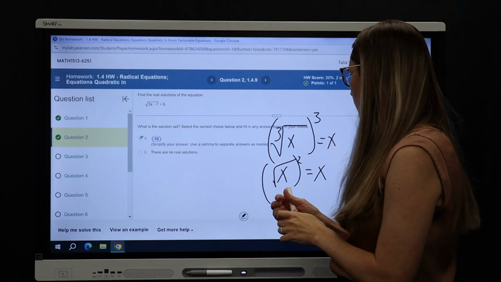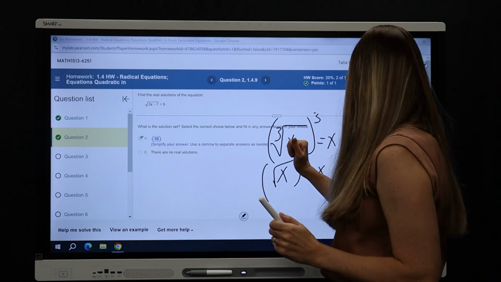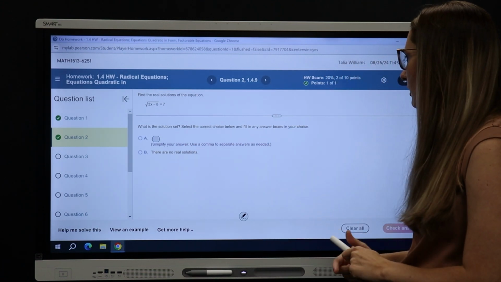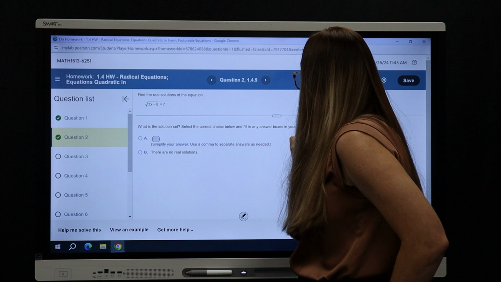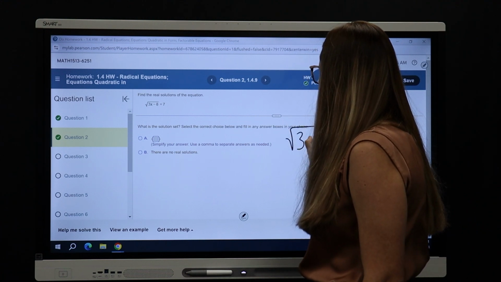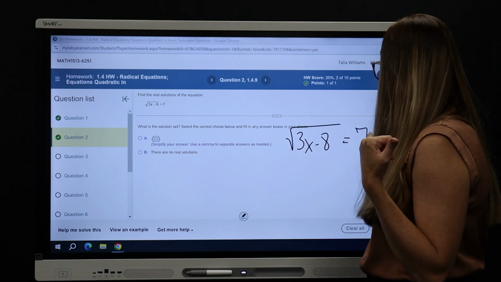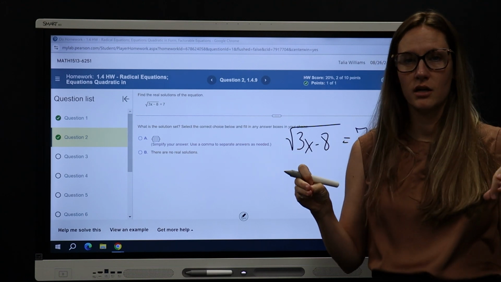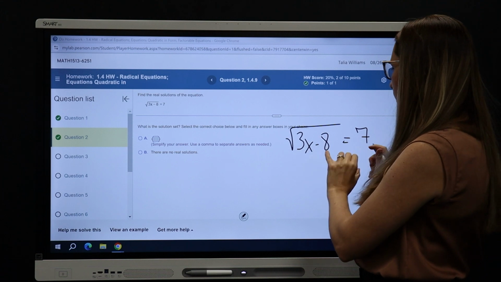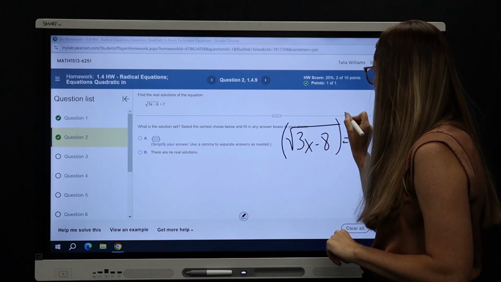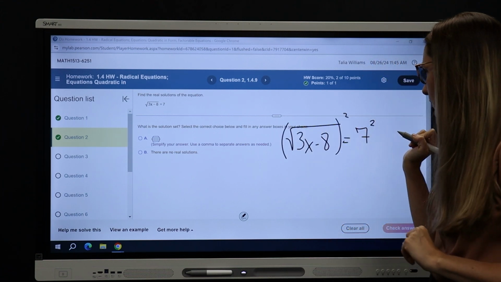Next question. Let's get a new one. But here we have the square root, because if there is not a number on the left of a radical, then it's just squared. So the opposite of a square root is to square it. So we're going to square both sides of this equation.